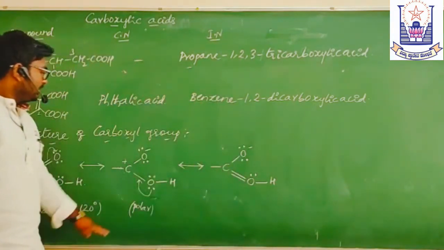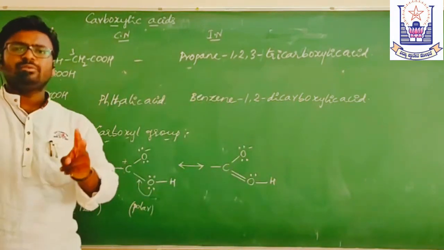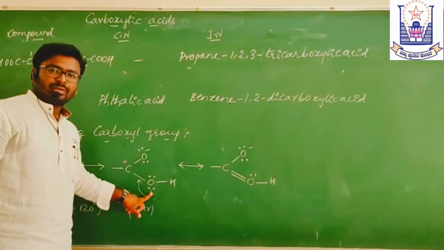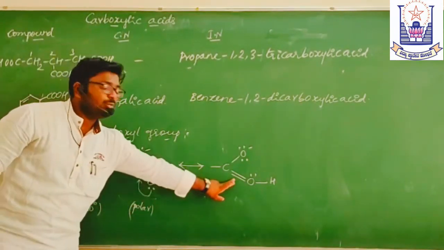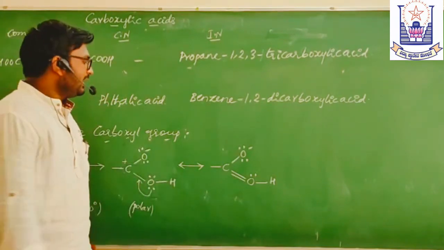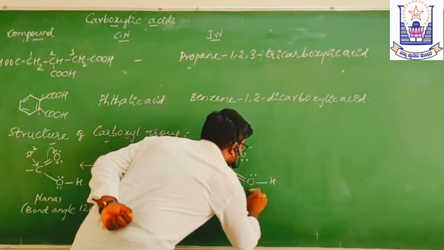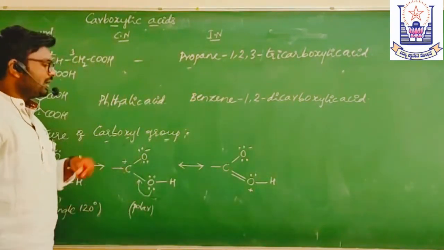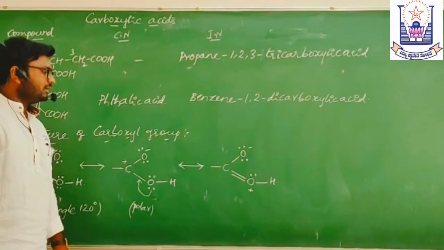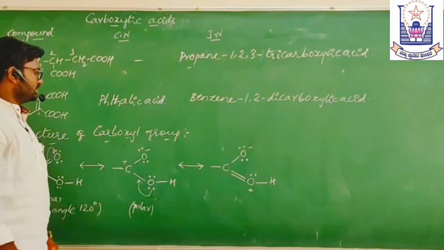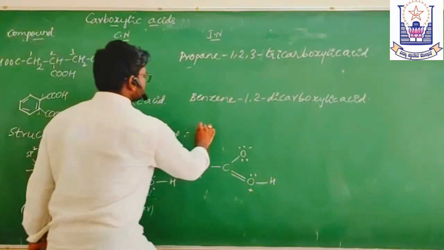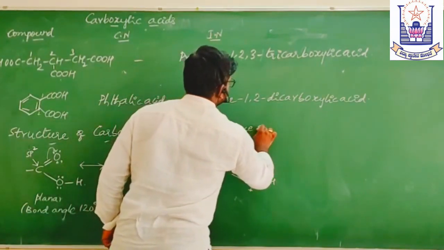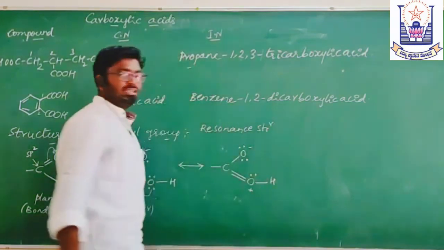Now the oxygen is stable with its 2 lone pairs of electrons. Now it has lost 1 lone pair. 1 lone pair has become 1 pi bond. It has lost the electrons, no? So it will get the positive charge. It is all a polar molecule. And these are called resonance structures. These are called the resonance structures of the carboxyl group.